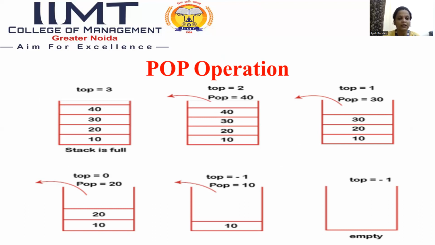So here, as we can see, this is how the pop operation works. First of all, our stack is full and the value of top is equal to 3. It means we have 4 elements in our stack. So at index number 3, top is pointing to the element 40. When we pop that element 40, the value of top is equal to 2. Again, when we pop element 30, the value of top is equal to 1. When we pop element 20, the value of top is equal to 0. When we pop element 10, the value of top is equal to -1. And if the value of top is equal to -1, it means our stack is empty.